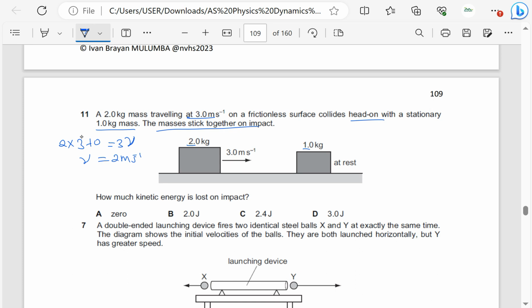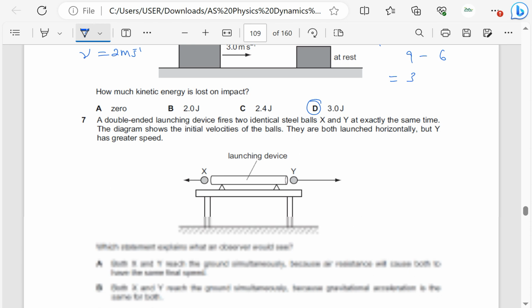So how much kinetic energy is lost? The loss in kinetic energy, I'll just call it difference in energy, is going to be a half. For the first one, because there's only one which is moving, I'll simply say a half times its mass, which is 2, times its speed, which is 3 squared. That's total kinetic energy before. Minus, after collision, it is a half times total mass 3 times velocity squared, which is 2 squared. So this is 9 minus 6, which gives us 3. So the answer here is going to be D.